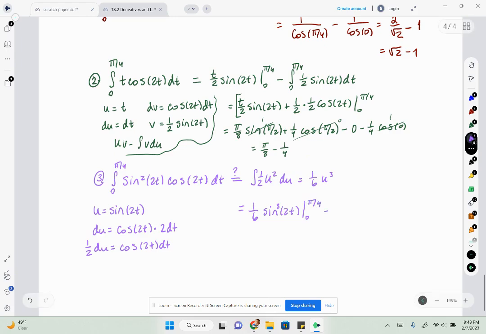All right, plugging everything in, I have the 1/6 on the outside. Inside, I have sine cubed of pi halves minus sine cubed of 0. Sine cubed of 0 is 0. Sine cubed of pi halves is 1. My final answer here is 1/6.